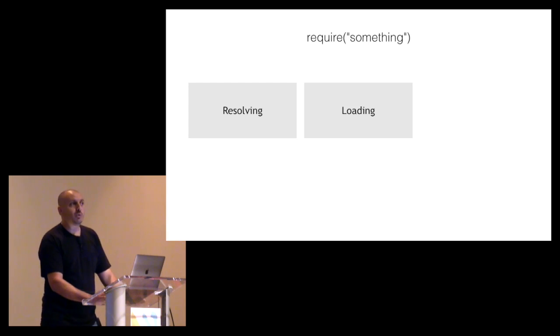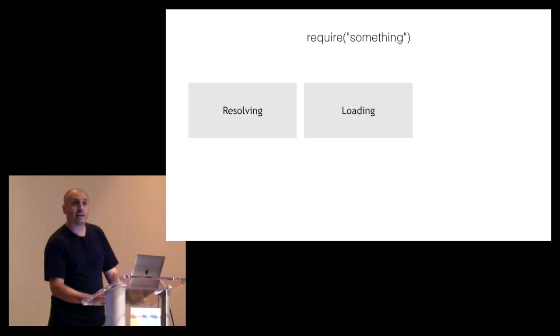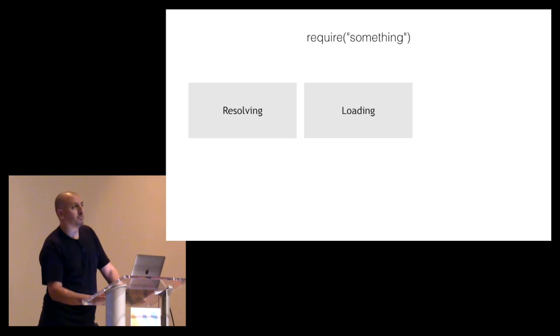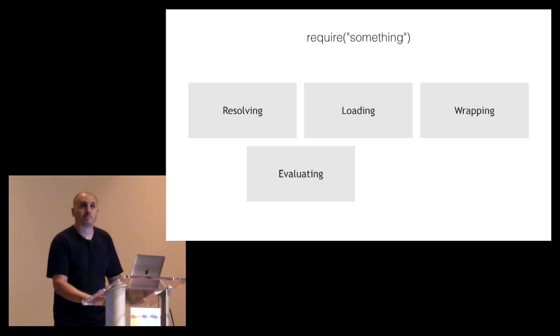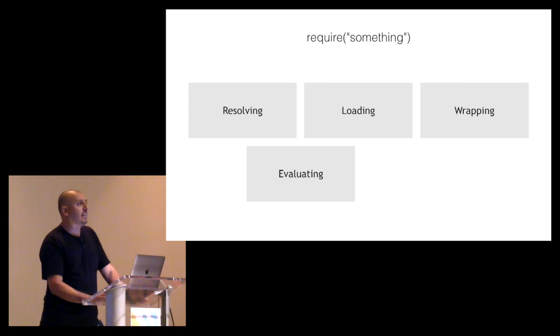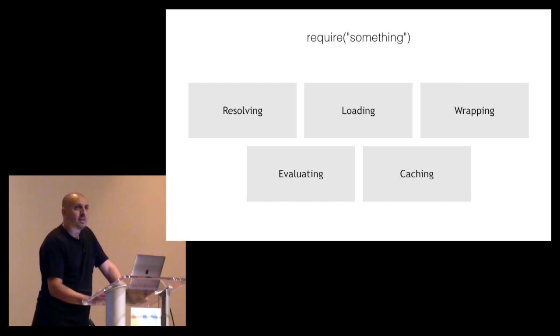Then Node loads the content of that file, after it resolves it, into memory. And after that, it wraps the content with that magic IIFE, the function. And after that, it evaluates the file, probably with V8. And once it's done evaluating the file, it will cache it. Which means the next time you require the exact same file, those steps are not going to happen. It will just read it from the cache.